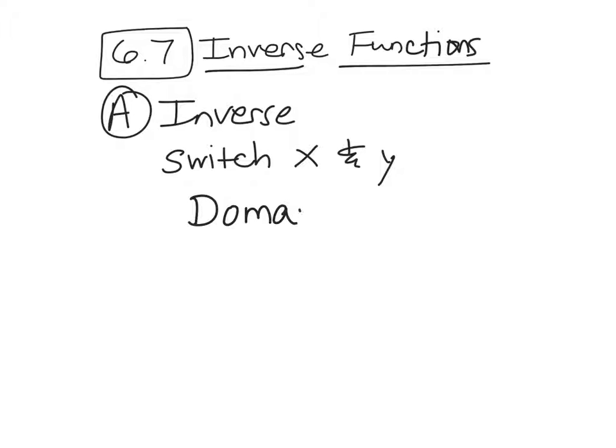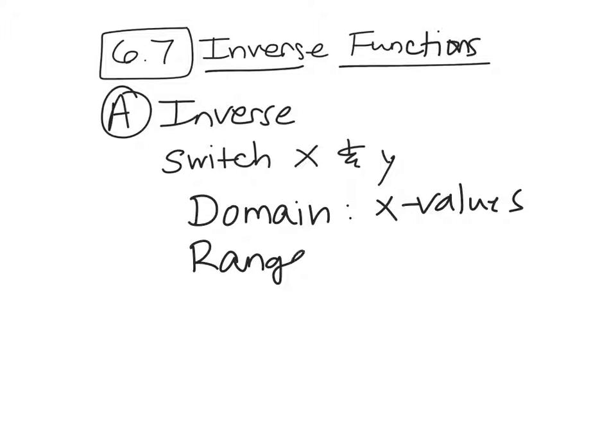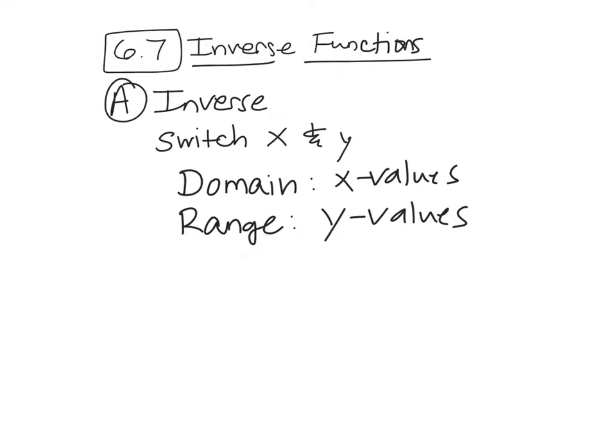Because let's remember that the domain are the x values, like all real numbers, or all real numbers except 3, or greater than or equal to 0. And then the range are the y values. And so those will get switched with it. So you switch x and y, and then you switch their domain and range also.